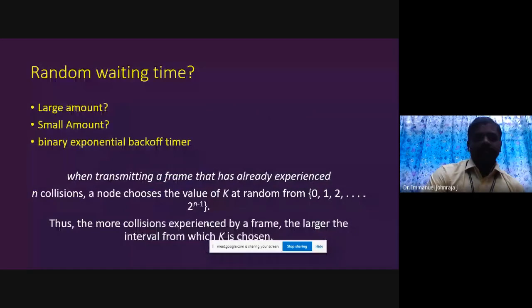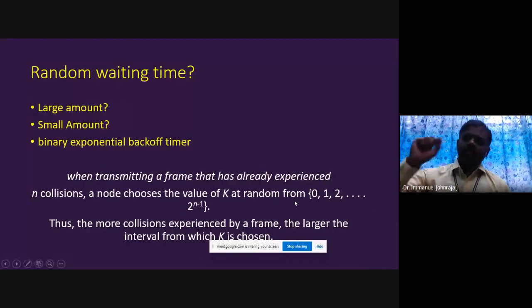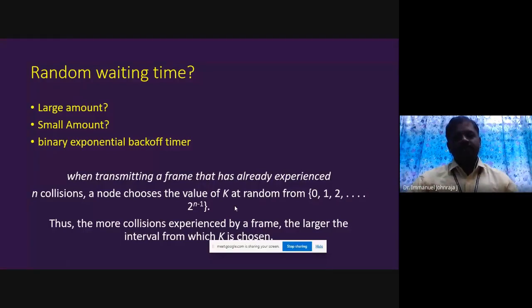What is the random amount of time? Is it a smaller one or a bigger one? A smaller one will give you a headache, because you will sense the carrier often and hit collisions. If it is a large amount, you may underutilize the bandwidth. So we go for the binary exponential backoff timer, a famous one. Don't miss this keyword. It also grows with the number of collisions. If the number of collisions becomes big, there is a heavy chance that the backoff timer value will also increase, because it is taken probabilistically from a wider range of timing.